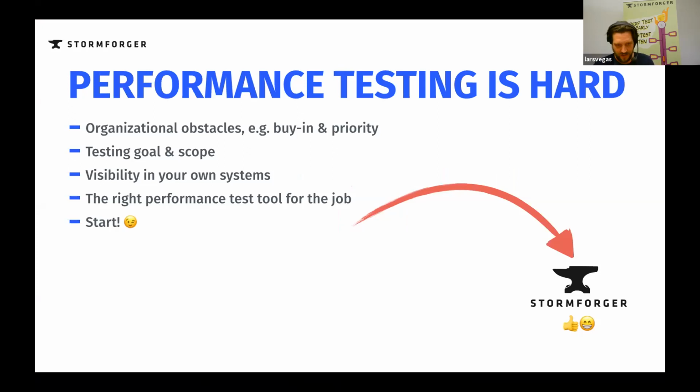You, of course, need the right tool for the job. To be honest, my beloved tool is StormForger because it's our company's, but there are plenty of tools out there to do it. But I also see that a lot of people first of all deep dive into what kind of tools are out there instead of just starting to test.